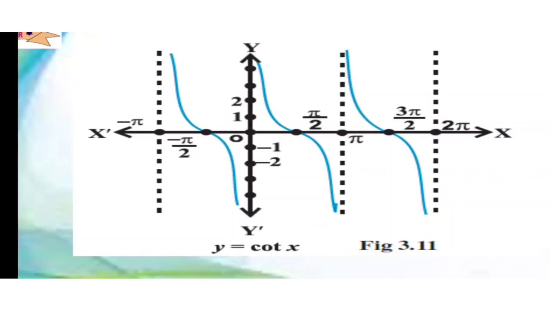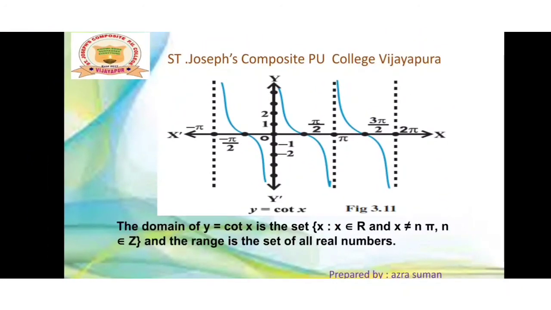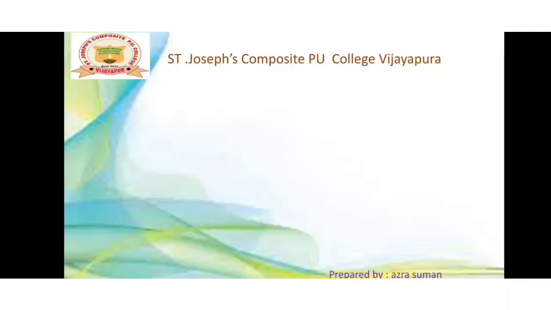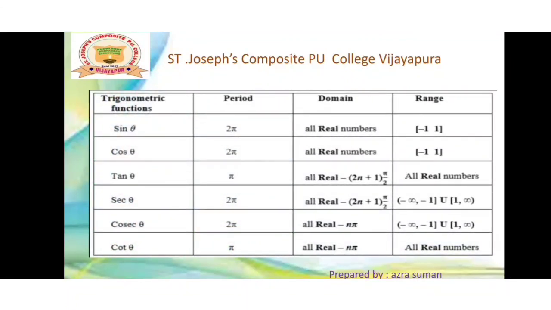So the domain of cot x is all real numbers except n pi, and it is defined for all real numbers, so its range is all real numbers. Domain of cot x is the set of all real numbers except n pi, and range is the set of all real numbers. Now this is the table which we have to remember for domain and range.